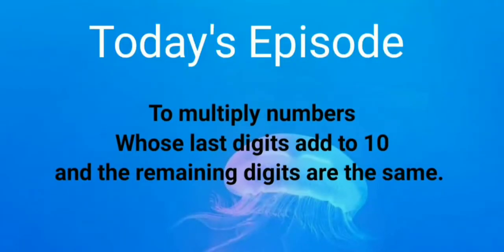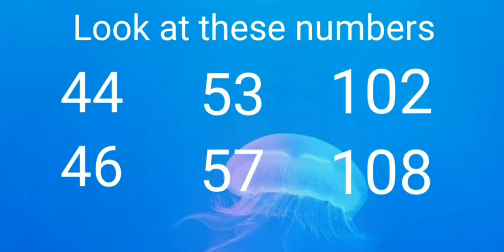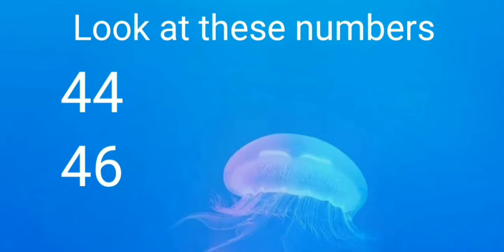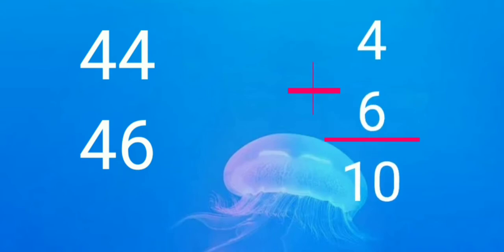Today we are going to learn to multiply numbers whose last digits add to 10 and the remaining digits are the same. First we can find such numbers. The first pair, 44 and 46. Wow! The last digits are 4 and 6. Their sum is 10, and the remaining digits are 4, and they are the same.